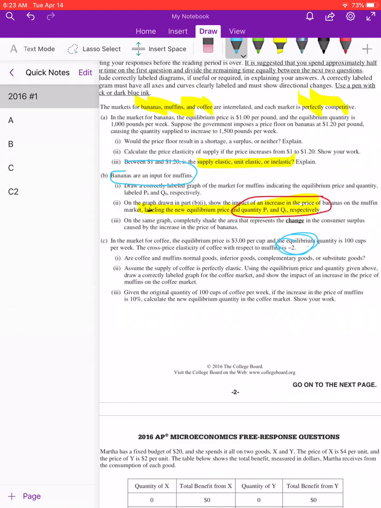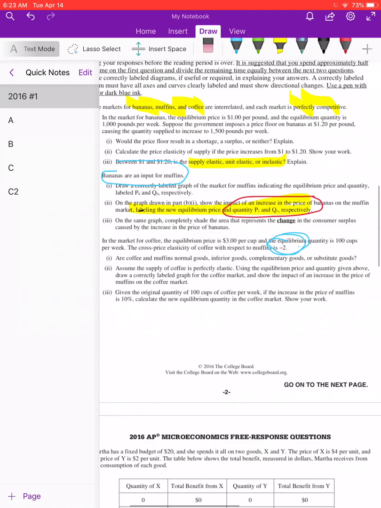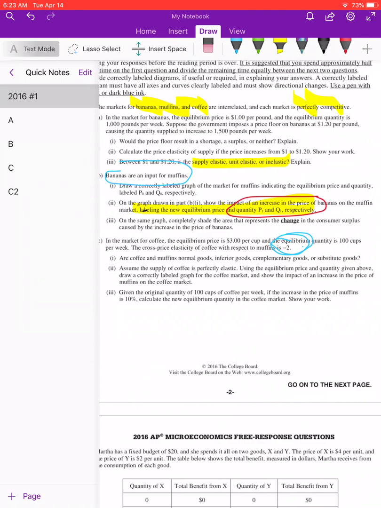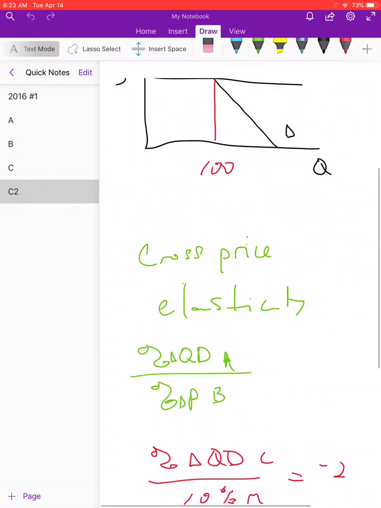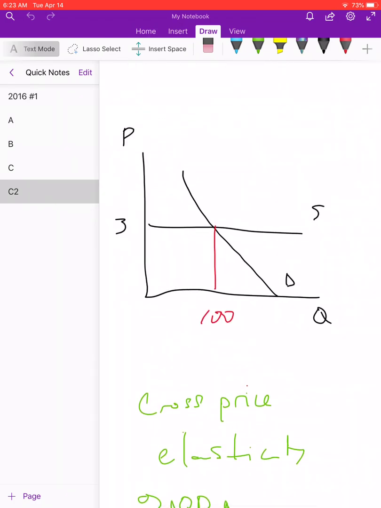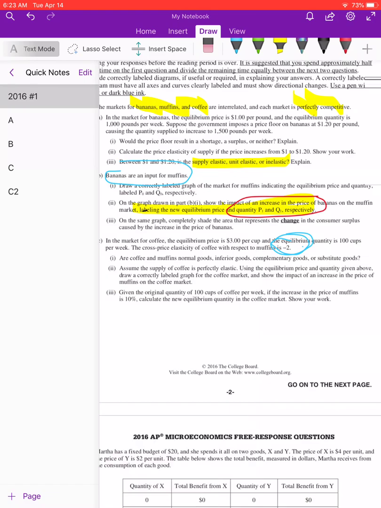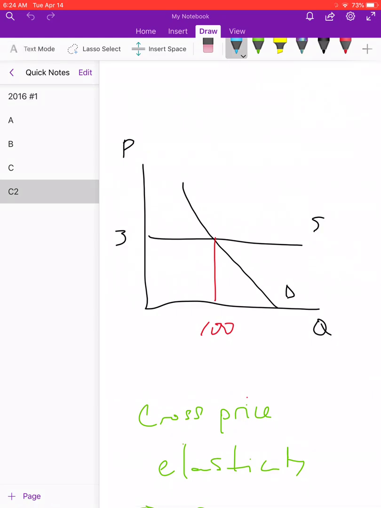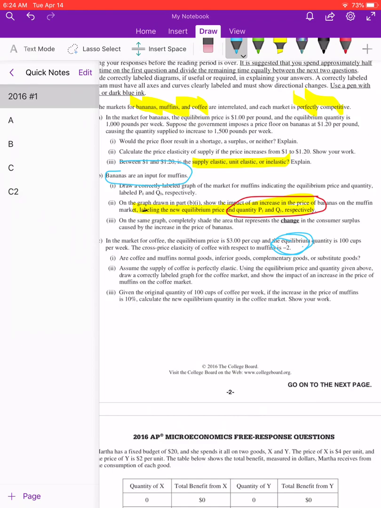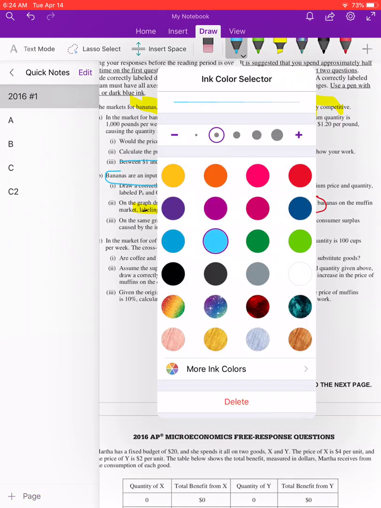C2 says now assume that the supply of coffee is perfectly elastic using the equal price and quantity given above. Draw a correctly labeled graph. They're not going to ask you to draw that graph, ladies and gentlemen. I drew it here to show you what they would have expected of you. The point here is that they want to see the coffee market, and you might have to make notes of this in order to answer what they really want you to do, which was the question here, number 3.